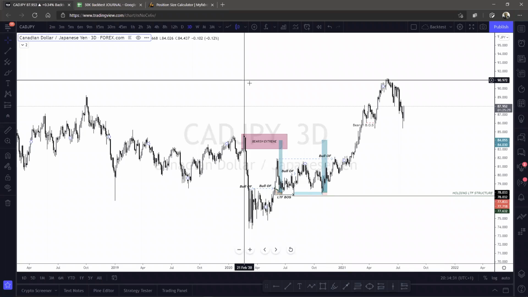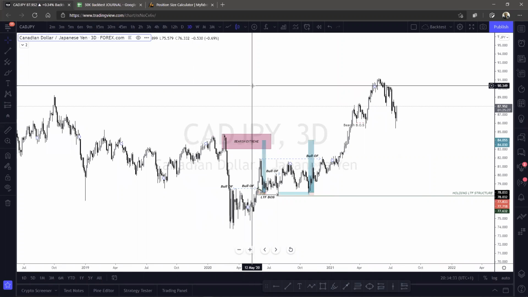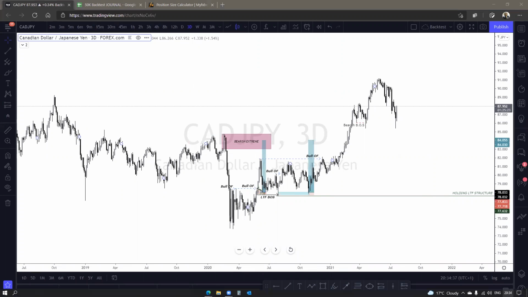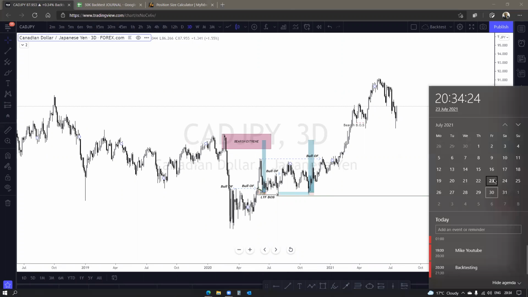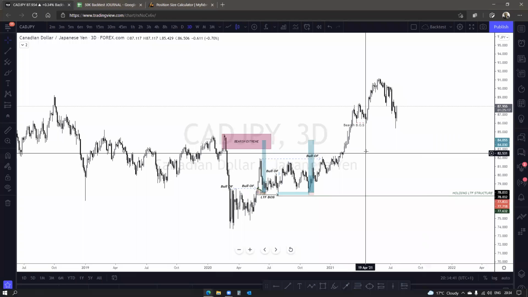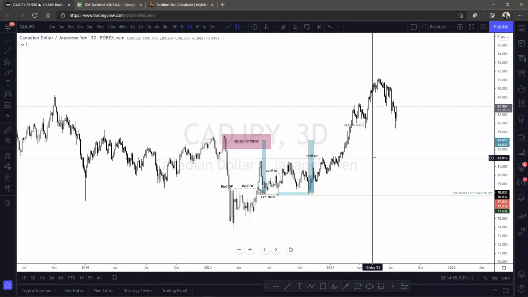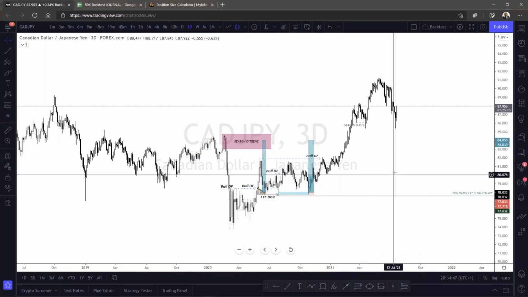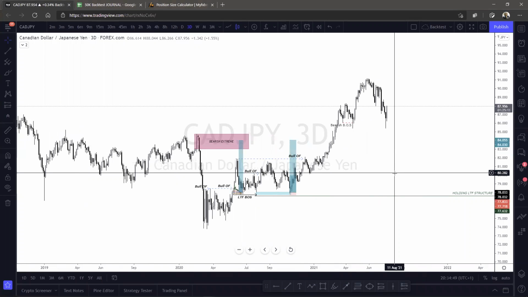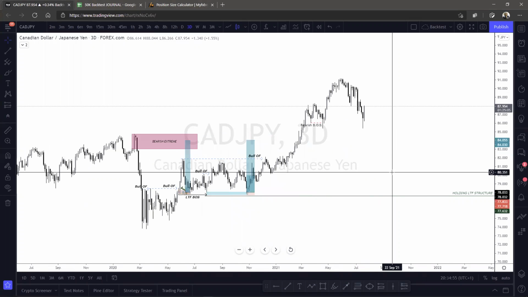Today we're gonna look at CAD-J. We're gonna do some back testing on CAD-J from this week, from the 19th to the 23rd, and we'll see what sort of opportunity the market provided us. Did it meet our requirements? Was it in the right time sessions? And how could we have gotten into it?